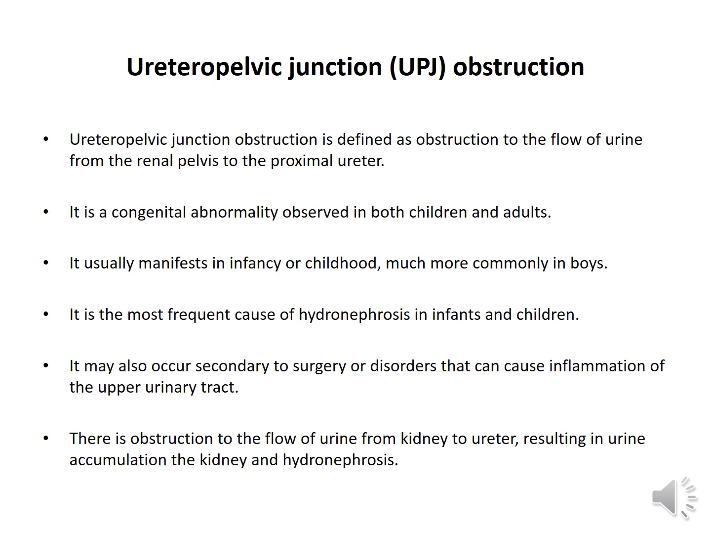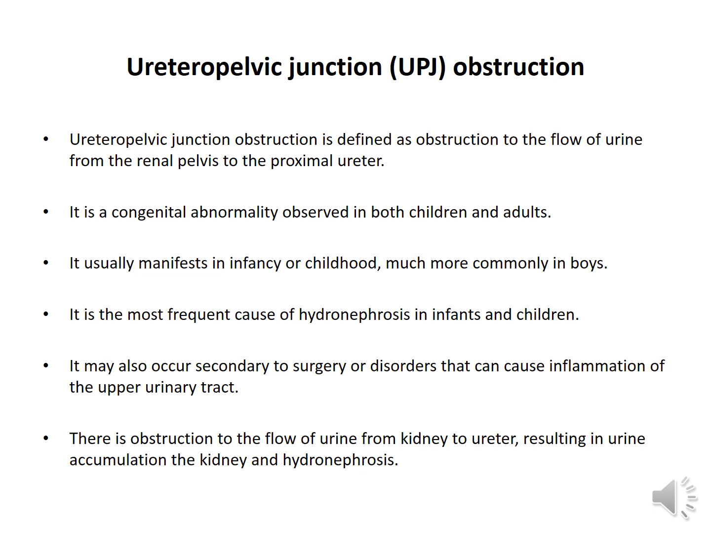So next, moving on to ureteropelvic junction obstruction. Ureteropelvic junction obstruction is defined as obstruction to the flow of urine from the renal pelvis to the proximal ureter. So it's a congenital abnormality which is seen in children and adults. It usually manifests in infancy or childhood, much more common in boys. It's the more frequent cause of hydronephrosis in infants and children. It may also occur secondary to surgery or disorders that can cause inflammation and obliteration of the upper urinary tract.